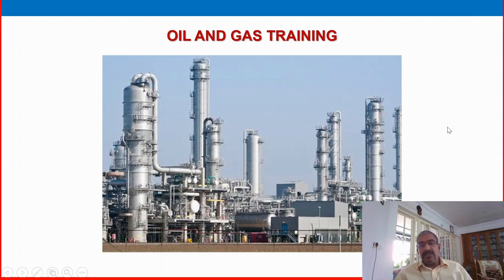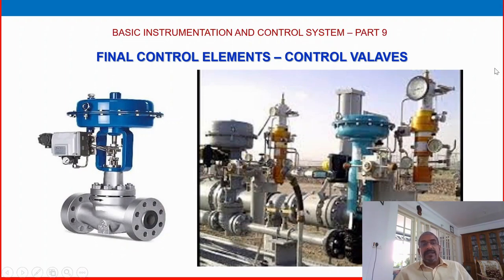This is the oil and gas training session, basic instrumentation and control series, 9th video. That's part 9: basic instrumentation and control system, final control element, control valves. In previous sessions, we have studied sensors, transmitters, controllers, and various other parts of a control system. In this one, we are going to discuss the final control element, mostly control valves. Some other final control elements are there, but in this video we are discussing only control valves.